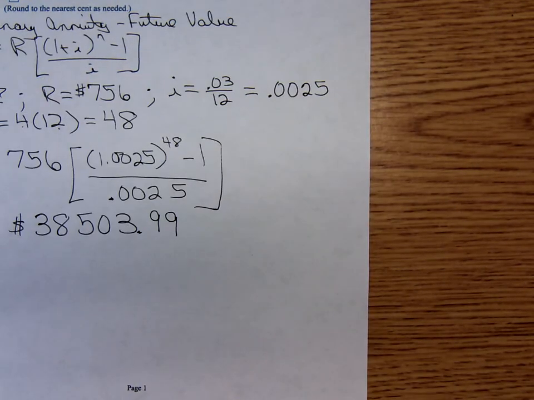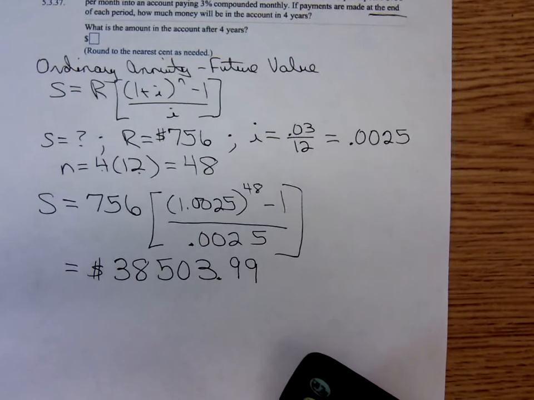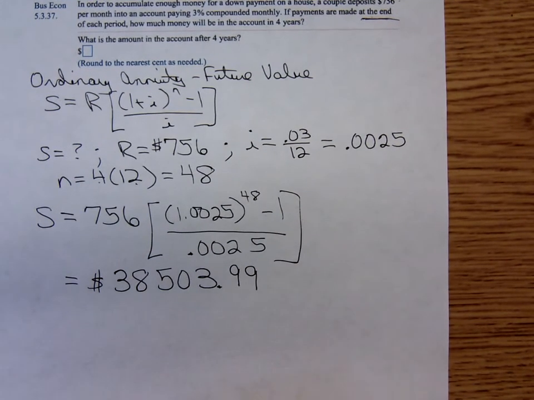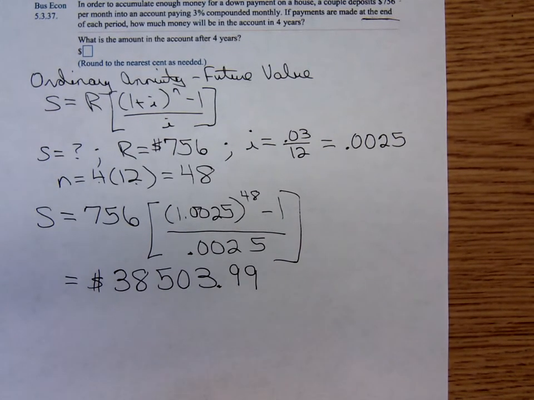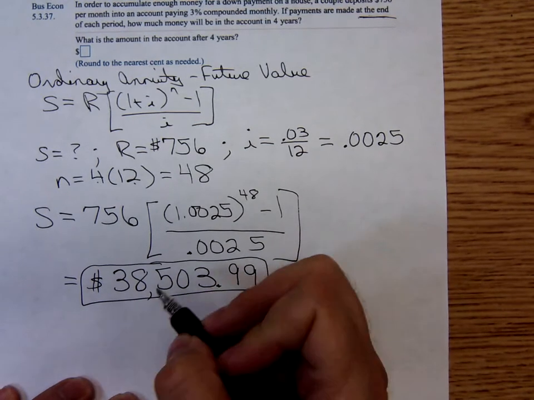This couple should have a nice amount saved up for the house payment. I guess the natural question is, why don't they just buy the house now and be paying the $756 a month as a house payment? I don't know their story or why they're waiting. I guess it doesn't matter, but let me box in that final answer.